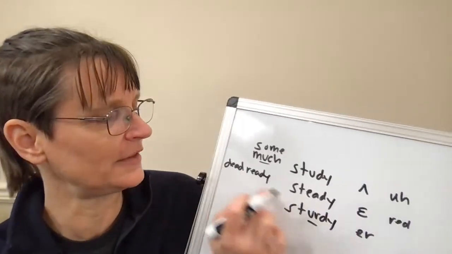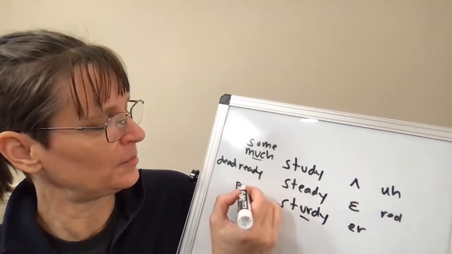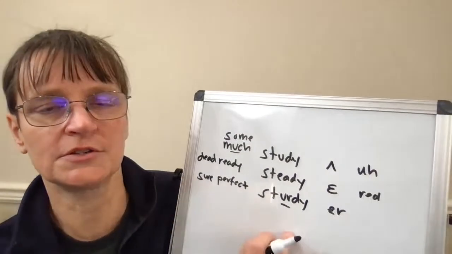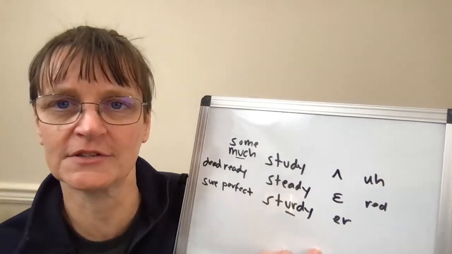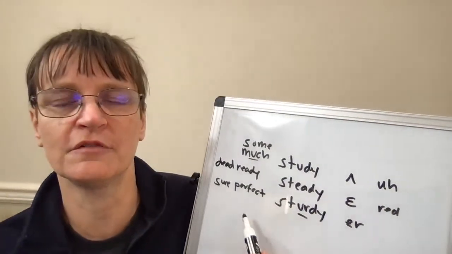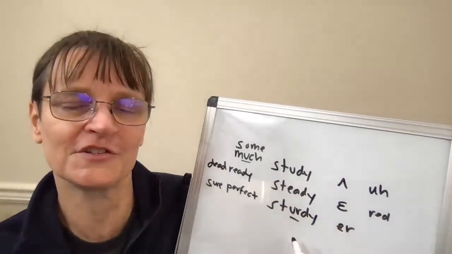Keep my red tent vowel there. Ready, steady. And then finally, maybe perfect or sure, sturdy. Keeping my vowel consistent. Because if you look at words like much and ready and perfect, you don't have any trouble differentiating those, right? It's because the other sounds are so similar.